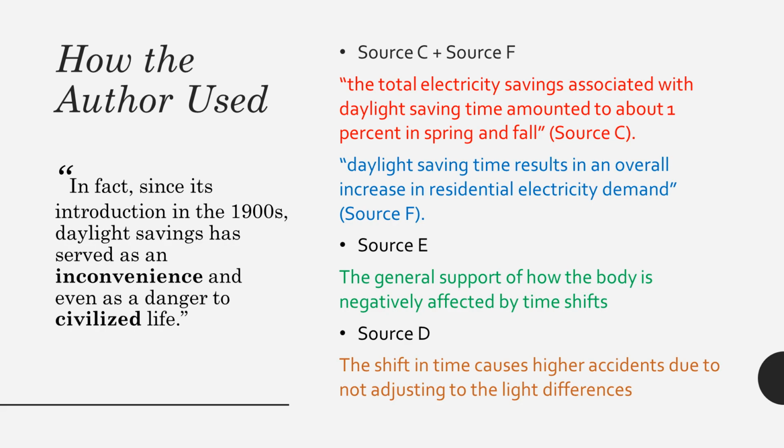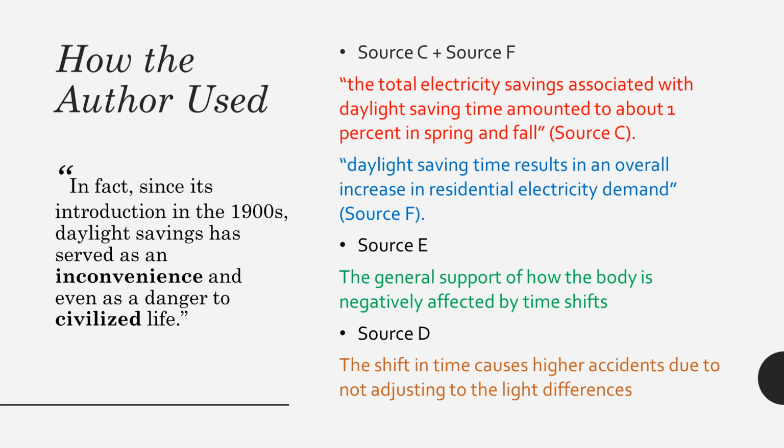For the first paragraph, they put C with F together. The two quotes they used were, one, the total electricity savings associated with daylight saving time amounted to about 1% in spring and fall. And from source F, DST results in an overall increase in residential electricity demand. So this seems to be that counterclaim thing, right? It's like, hey, it saves 1%, but does it really? Residential electricity demand went up actually. So source C and F create this contrast.